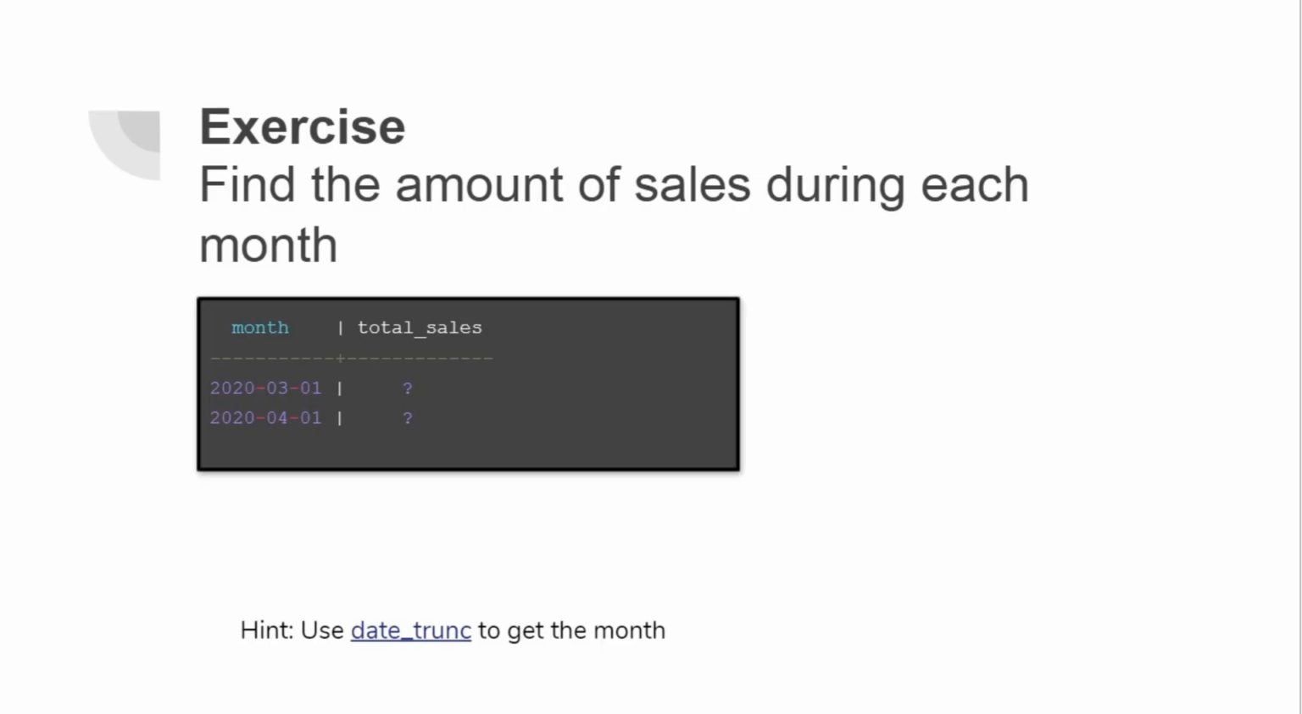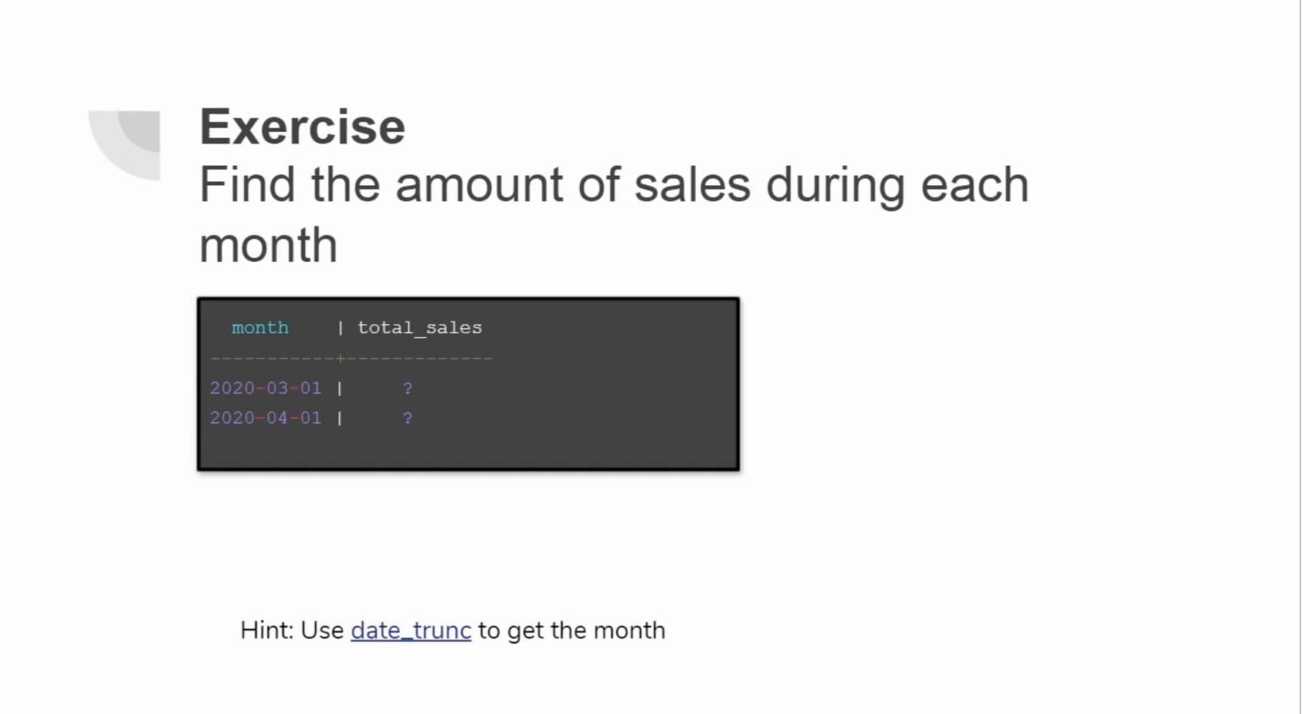So I want to start by doing a very ambitious experiment. I want you all to try and find the amount of sales during each month. You should get a table that looks like this. You want the month, March, April, and the number of sales that were made each month.